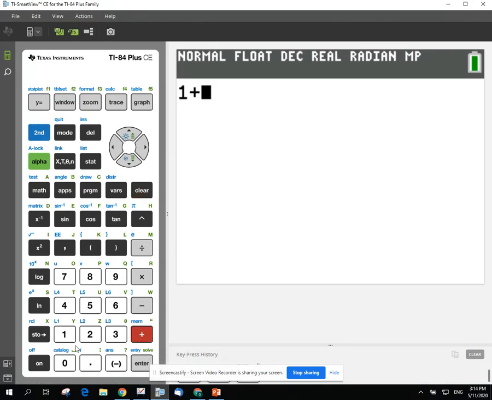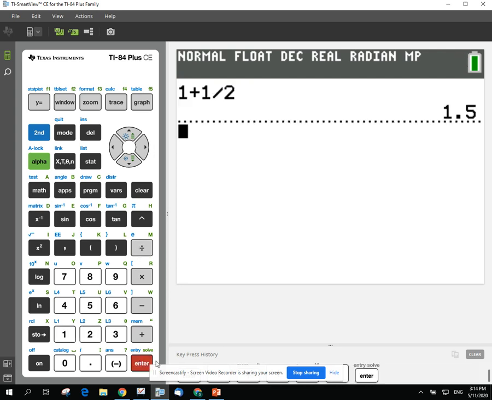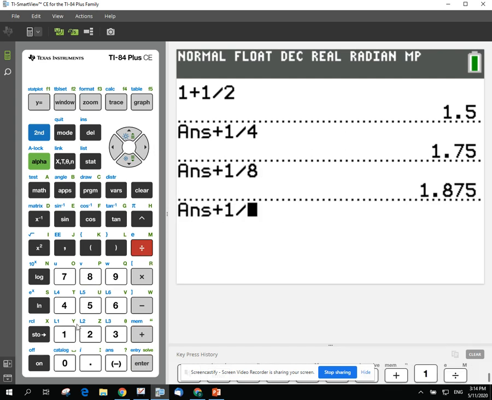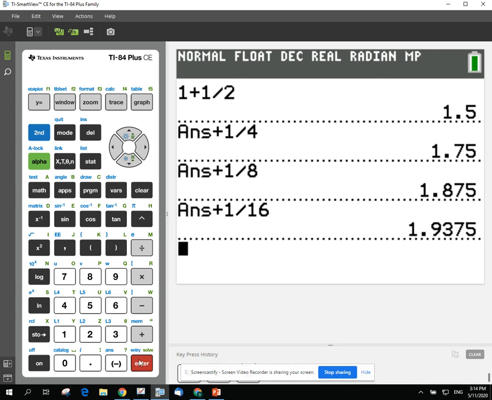1 plus 1/2 is 1.5, plus 1/4. That would be the third term, 1/4, plus 1/8, plus 1/16. Now, what is this? What does this sum seem to be getting closer to? Isn't it getting closer to 2? It's converging to 2.